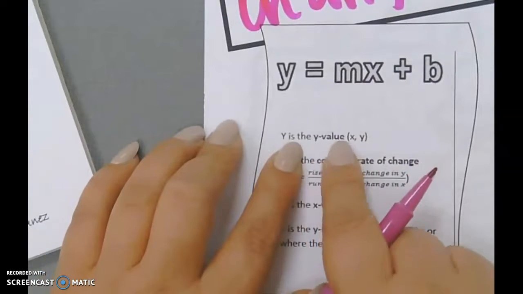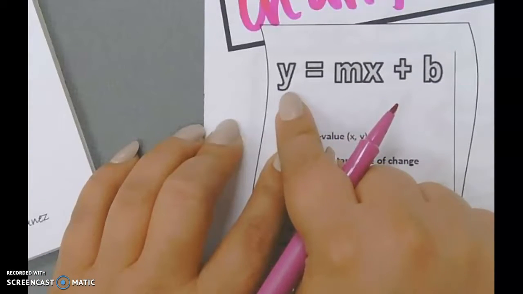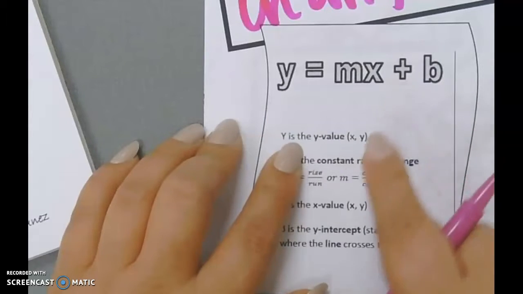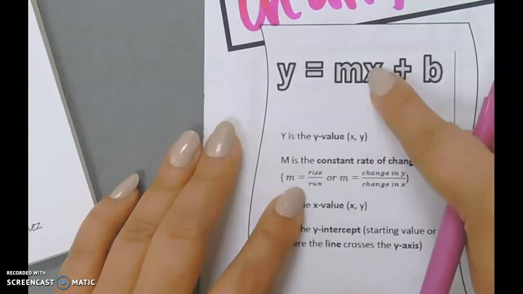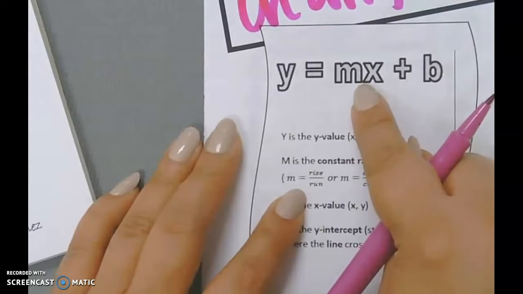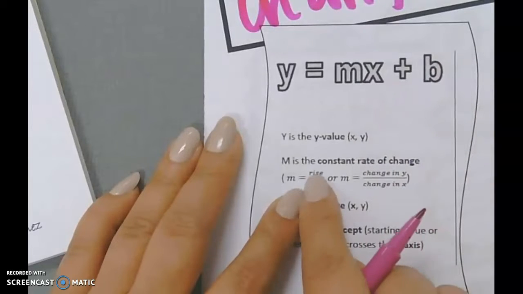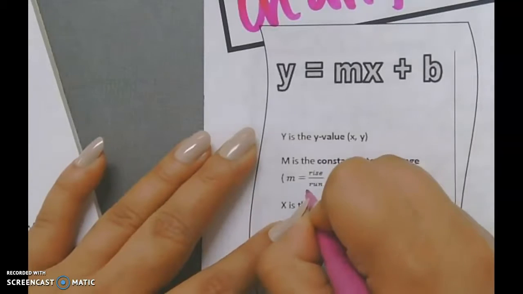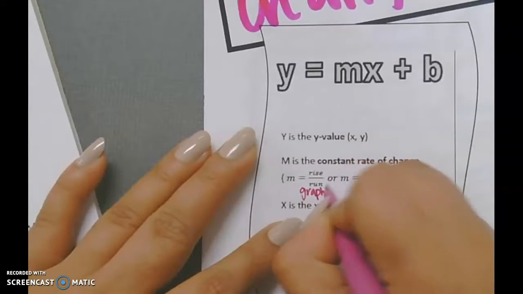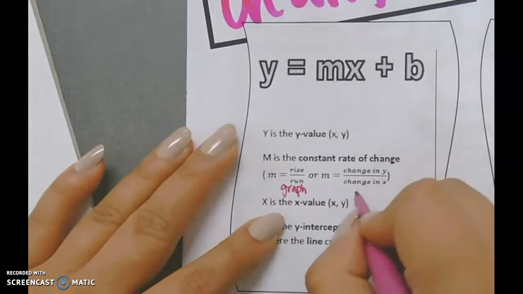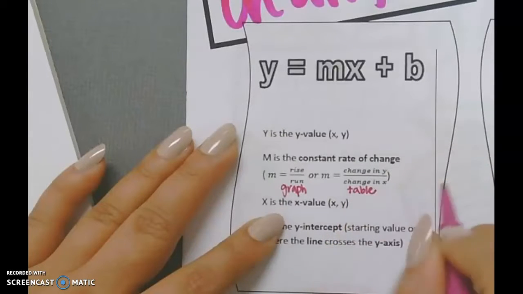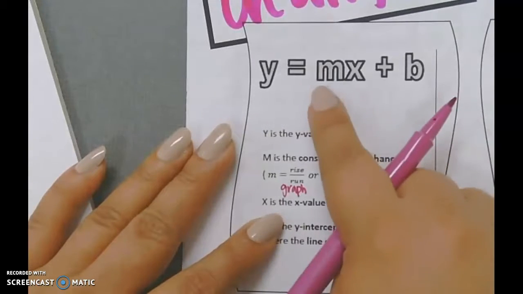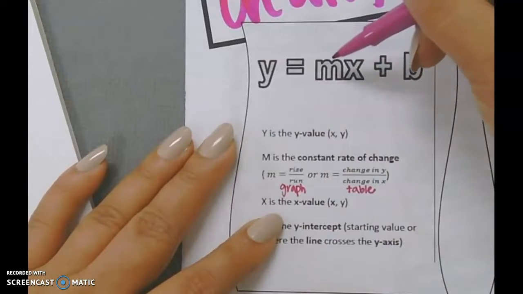So yesterday we talked about how y is the y value in a table or a graph. X is the x value in a table or a graph. This m is our constant rate of change. So this m is not the same as k. It's not y over x. Instead, it's rise over run if we're looking at a graph. So here you're going to put graph. If we're looking at a table, it's change in y over change in x. If we're talking about an equation, it's what's being multiplied.